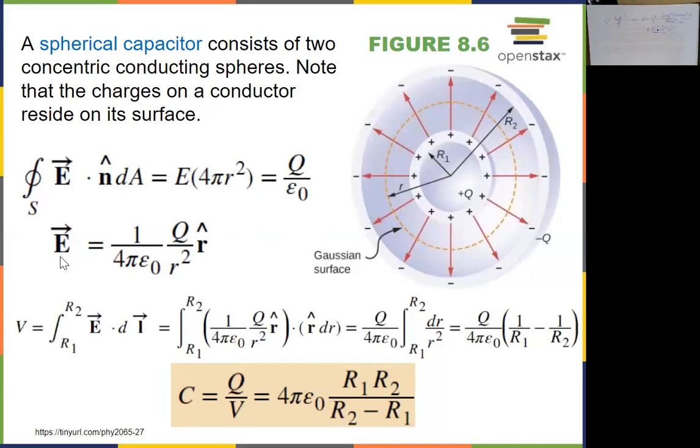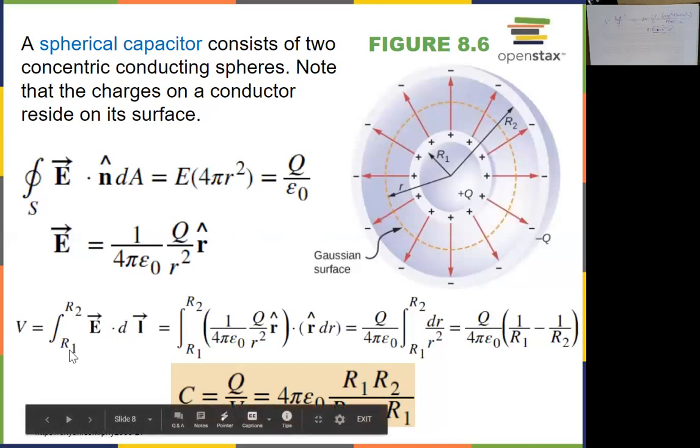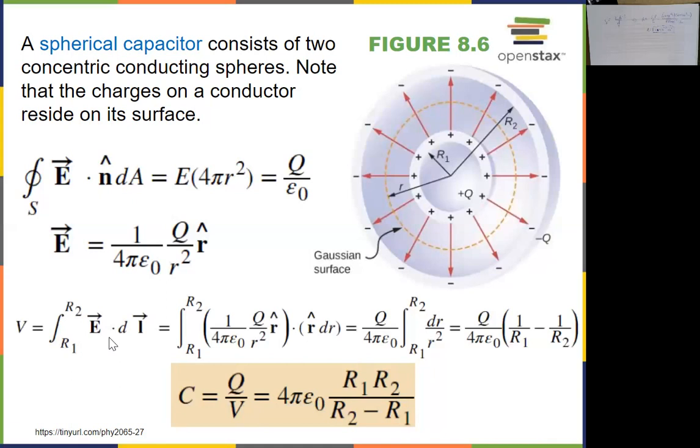Now, given E, you can calculate the electric potential difference from the inner shell here to the outer shell. Okay, so then you integrate. This is the equation you use to figure out the potential.